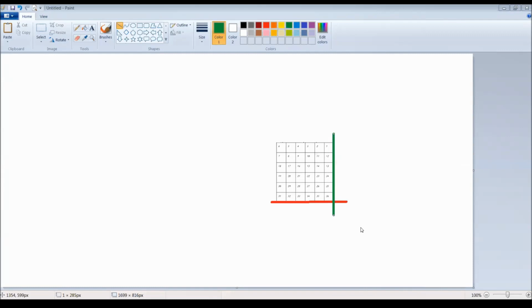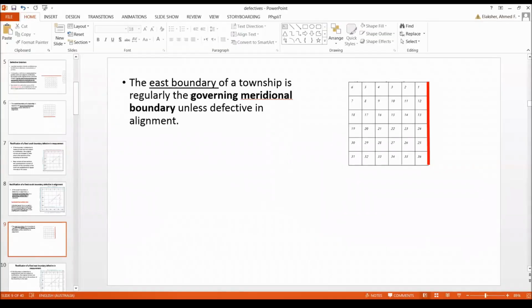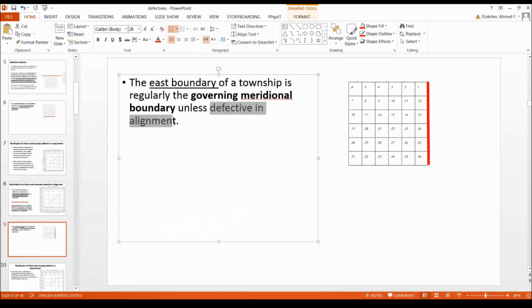That's what we call here the east boundary is the governing meridional boundary. So the governing meridional, or the governing north-south line, is the east boundary. That's in all cases unless it's defective in alignment. Unless it's defective in alignment, then we have to do something else. If it's defective in measurement, it's still the governing boundary. But if it's defective in alignment, we have to do something else.